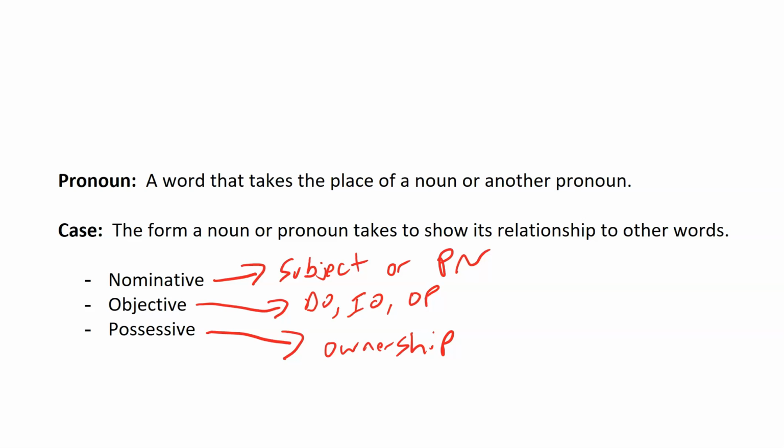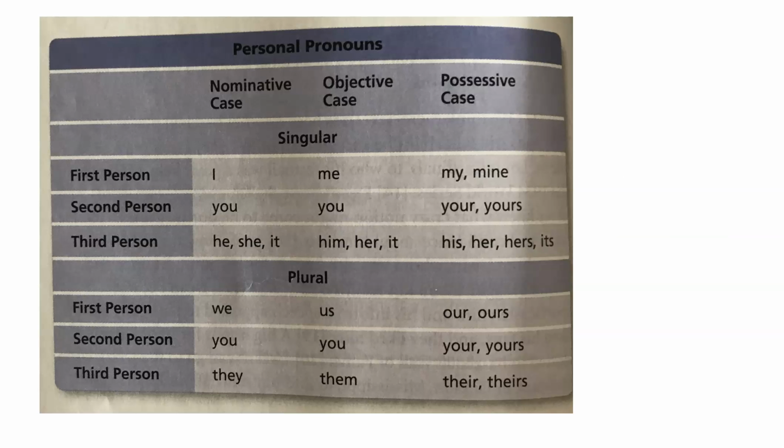We use the nominative case for the subject or the predicate nominative. We use the objective case for all objects: direct object, indirect object, object of the preposition. And the possessive is used for ownership. And here's a chart to review each of these, and this is review for most of you, so there's no need to copy down the whole thing unless you feel like anything you see here is confusing.